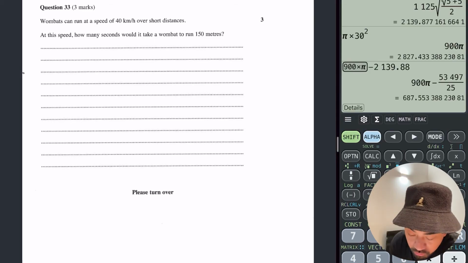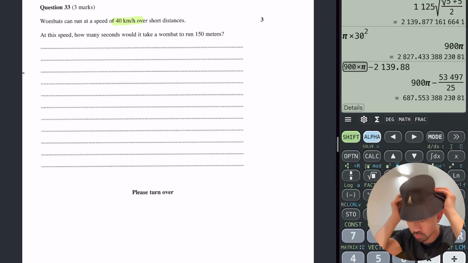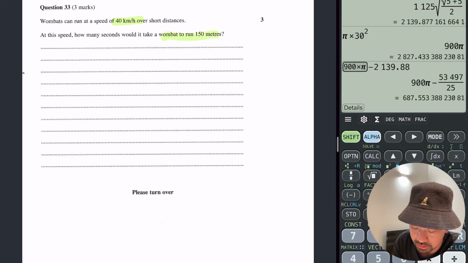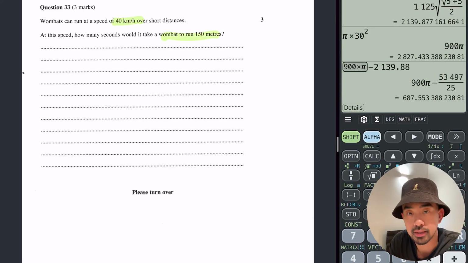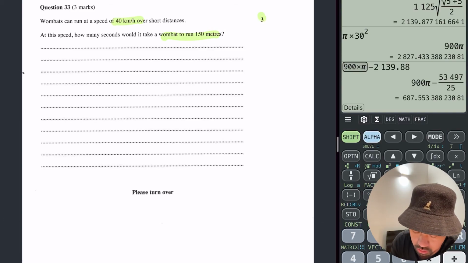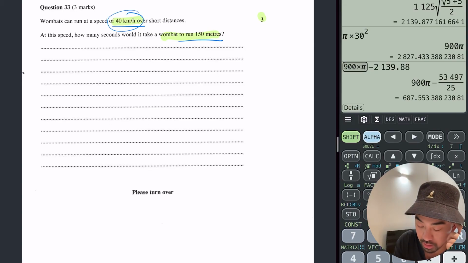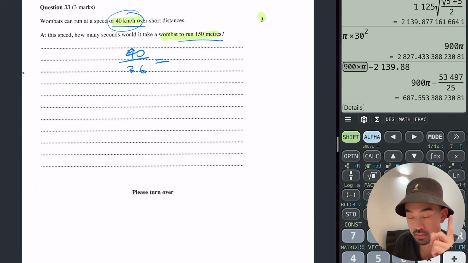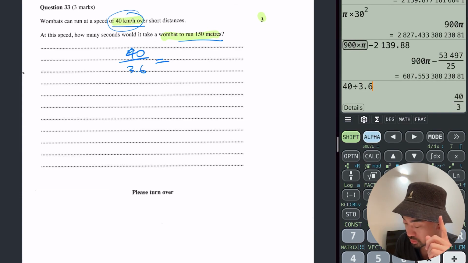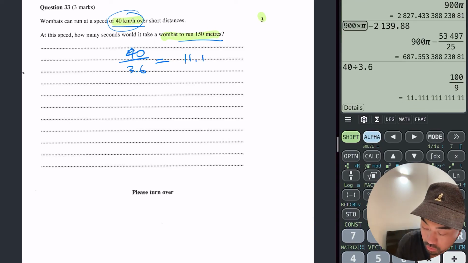Wombats can run at a speed of 40 kilometers per hour over short distances. At this speed, how many seconds would it take a wombat to run 150 meters? Seems very simple for 3 marks. But let's do it. Okay, so this is in kilometers per hour. That's in meters. So we need to change kilometers per hour to meters per second. So hopefully you remember the magic number is 3.6. 40 divided by 3.6. So it's 11.11 blah, blah, blah meters per second.